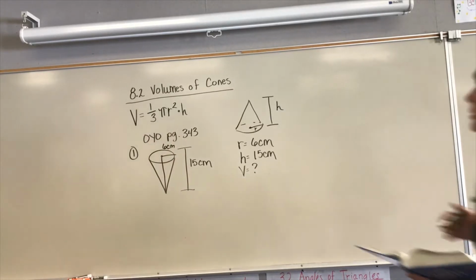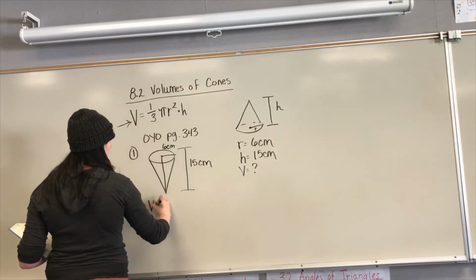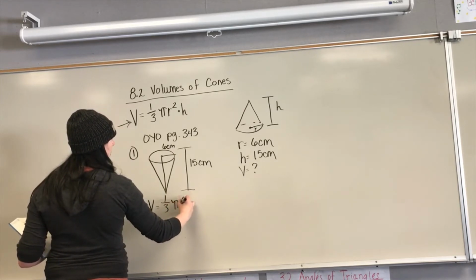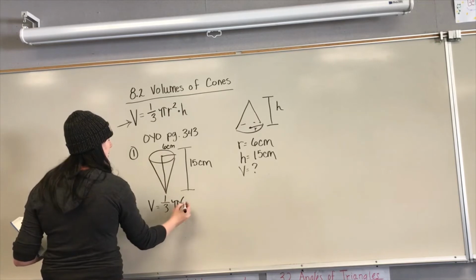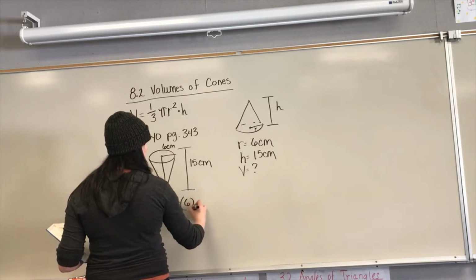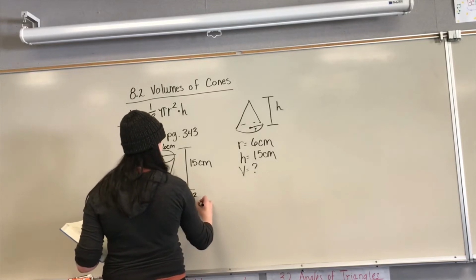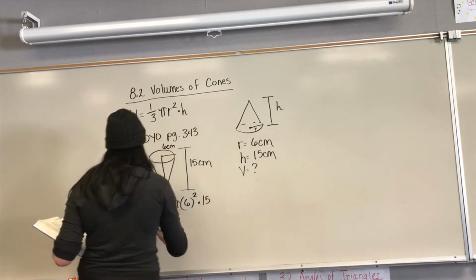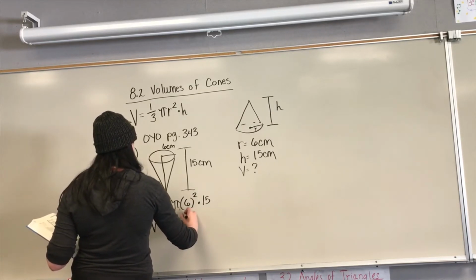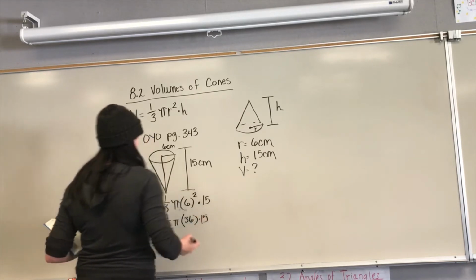So we're going to go ahead and plug this into our equation. We don't know V, we're trying to find V, so we have V equals 1/3 multiplied by pi multiplied by our radius squared. And our radius is a distance from the center of the circle to the outside, which is 6. Squaring it means multiplying it by itself, so we have 6 times 6, and then we're going to multiply that by the height, which is 15. So we have V equals 1/3 pi multiplied by 36 multiplied by 15.